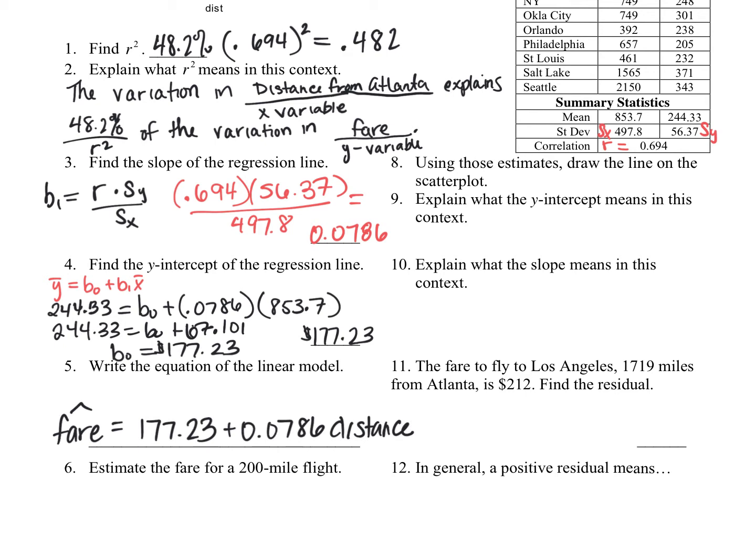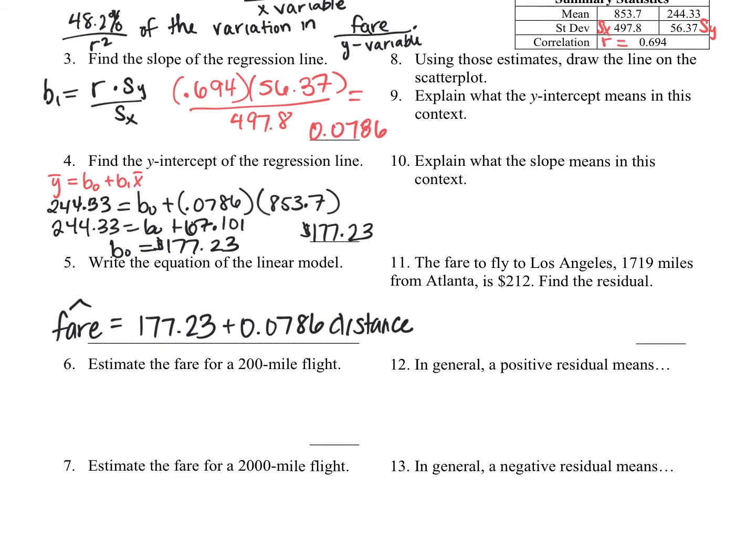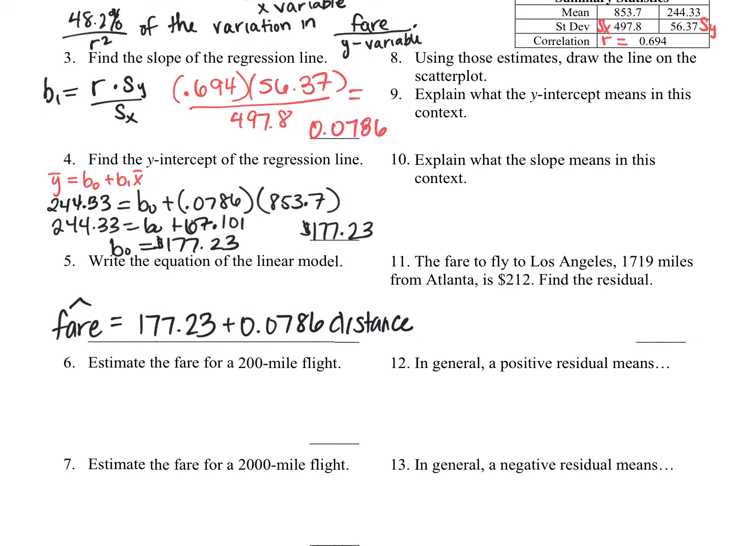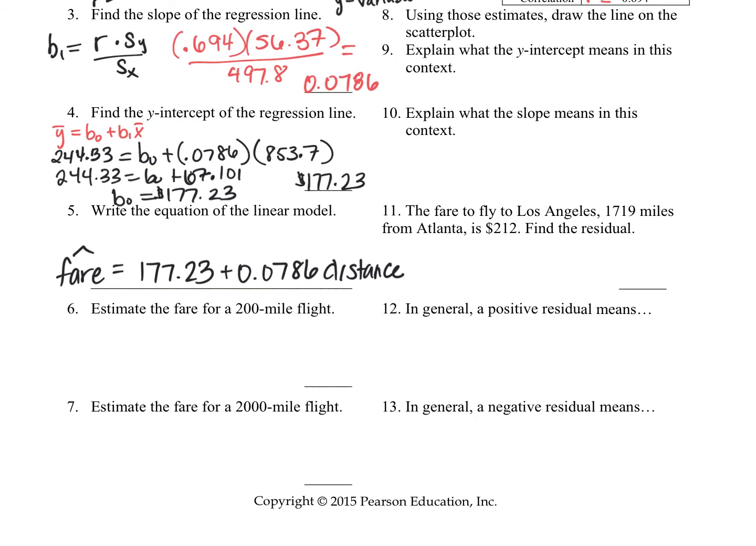We're going to use the variable names in our equations, not x and y, the words, so that when someone looks at your equation, they don't have to look anywhere else to figure out what variable is x and what variable is y. Okay? So can you estimate the fare for a 200-mile flight and a 2,000-mile flight? Plug it in. So take a second and do that.